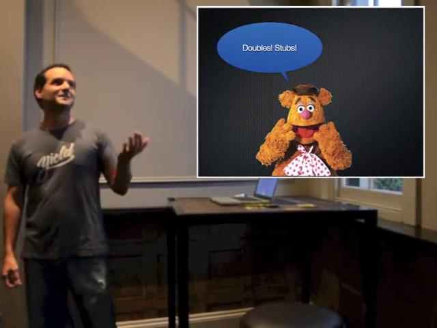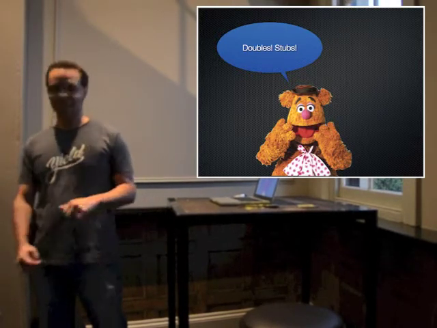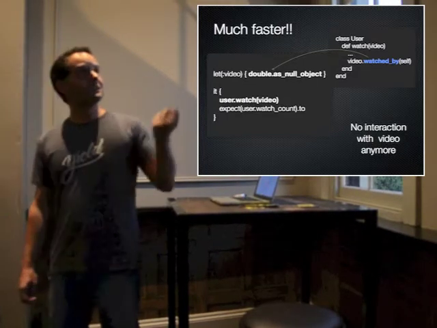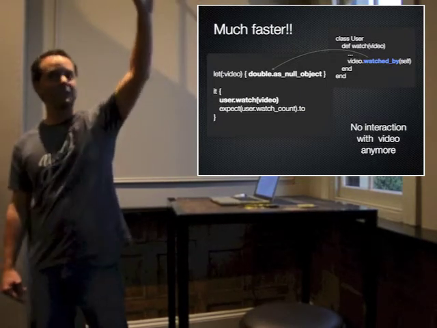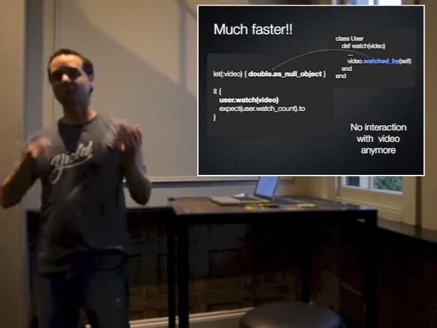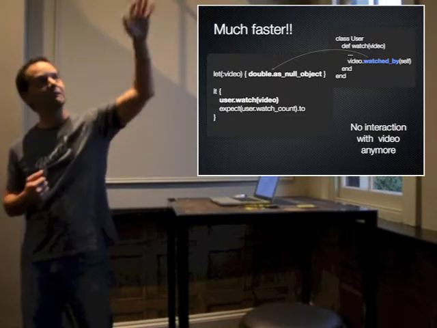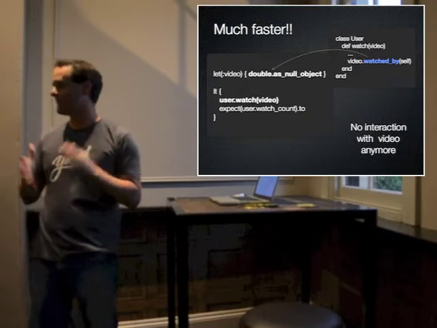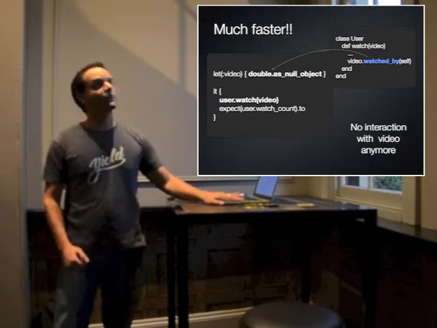So how do we fix this? Okay, so doubles and stubs. Great for fixing this. So a double: instead of actually triggering all these things in our application, we just say that the video is a double, so that when you call something on video, it doesn't do anything. We just give that to user. Watch that video, which is a double, and then video watched by is not doing anything, it's just stopping there, so the test is really fast. So we don't have to worry about the side effects.